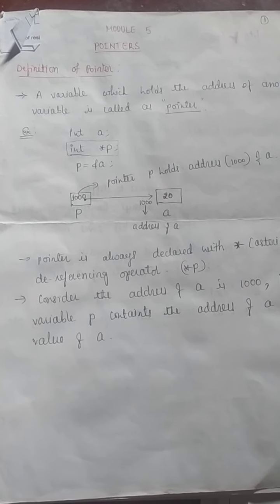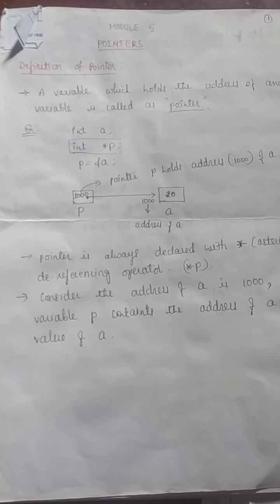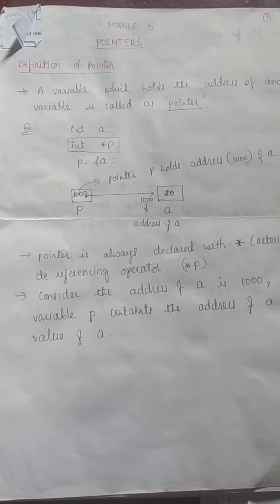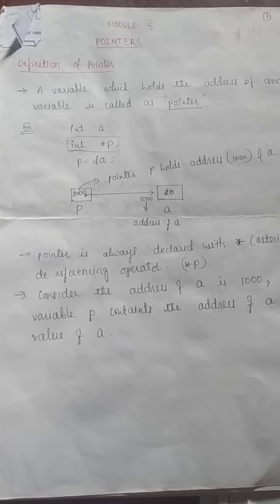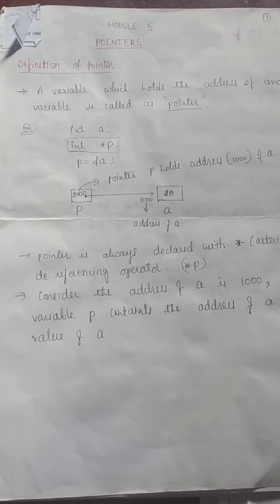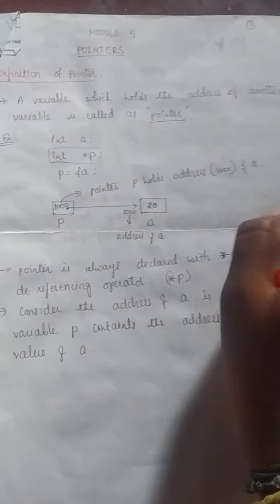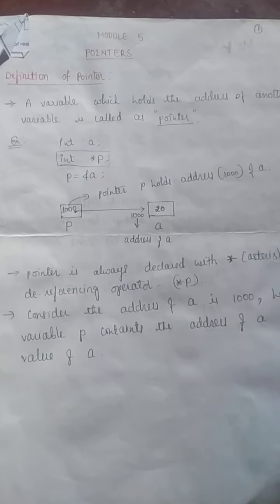Pointers have a main role in the C language. It means if you want to have good programming skills, you can use pointers in your C programs. Now, what is the definition of a pointer? A pointer is a variable which holds the address of another variable. It is called a pointer. See how we can define a pointer.